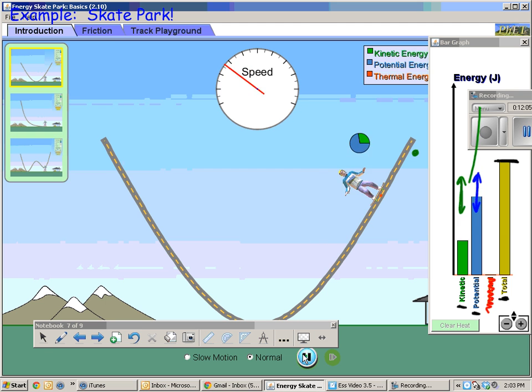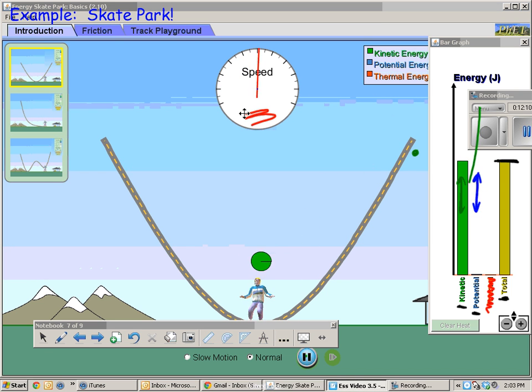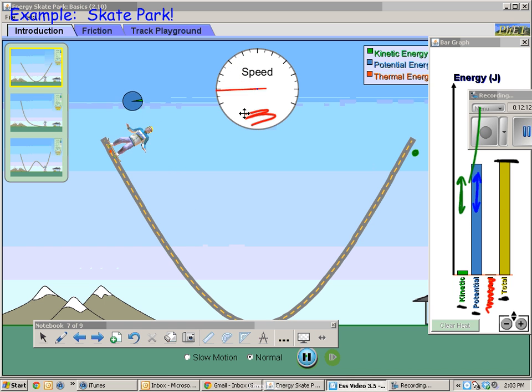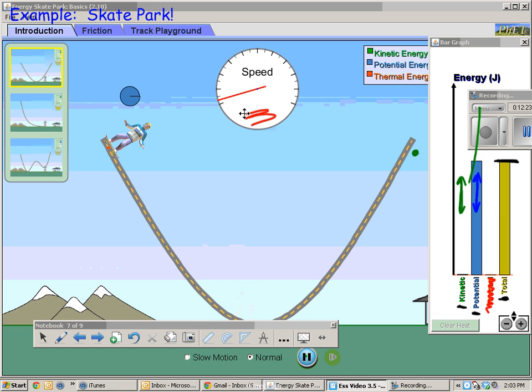Okay, and you can see up at the top up here, there's a little speedometer, right, that helps you see it, right? His speed is increasing, decreasing, increasing, decreasing. And then his height decreases, increases. His height decreases, and then increases, right?